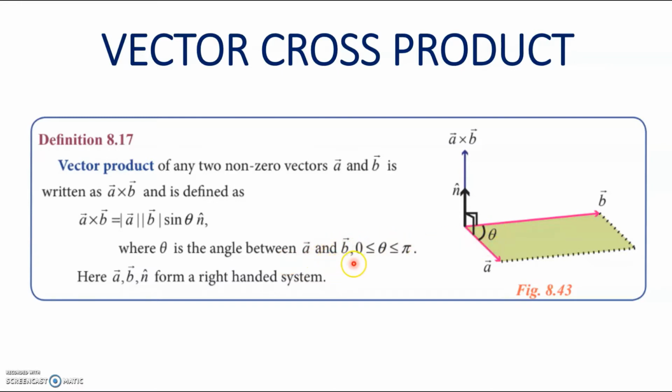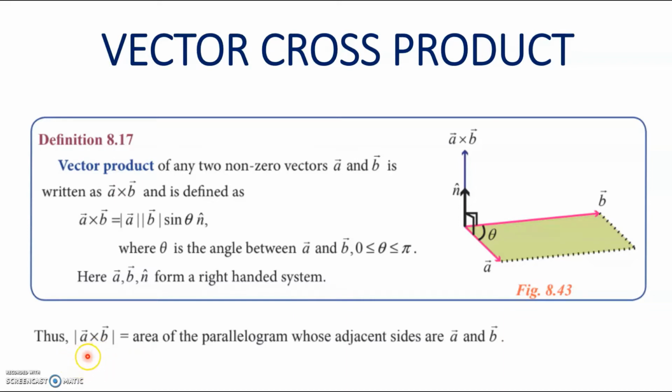and b, and the angle is normally between 0 to pi, and vector a, vector b and the vector n cap form a right-handed system. For a more detailed understanding of this right-handed system, you can listen to the video which is in the description box. The link is in the description box and has a very detailed description of vector cross product.